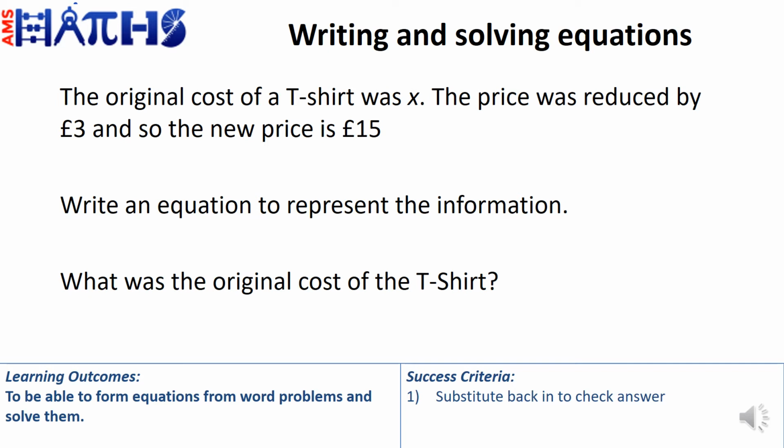So if it says that it's reduced by £3, then it means that we have taken off £3 and then we've got a new price of £15. So we started with X, we reduced by £3, and then our new price is £15. So we're going to write an equation with that. So it says the price was X, we have reduced by £3, which means we have taken away £3, and the new price that we get is equal to 15. So that is our equation.